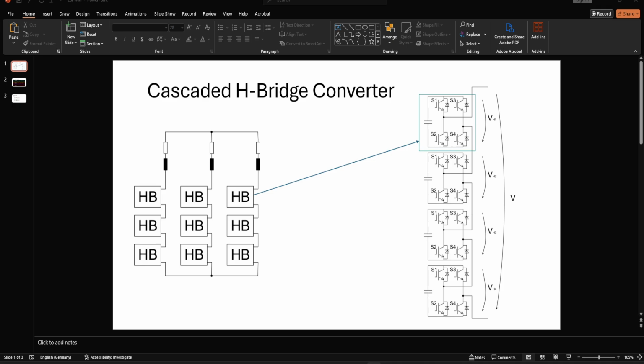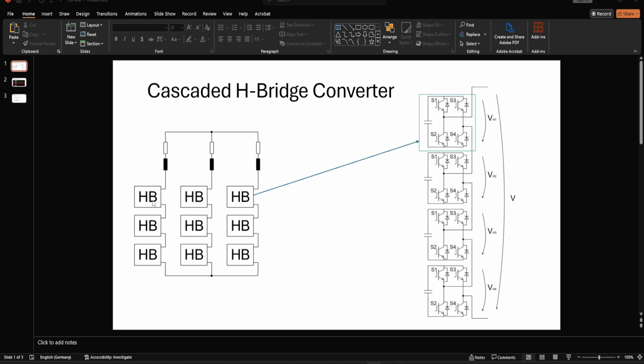Hi and welcome. Let's continue our discussion with the multi-level inverters. Today's topic is the cascaded H-bridge converter. If we have applications that require higher voltage and a reduced amount of harmonic content, then this is often the chosen type of converter for that purpose.